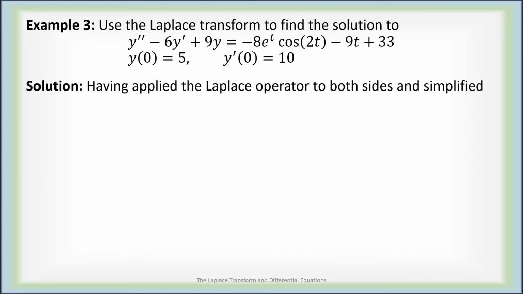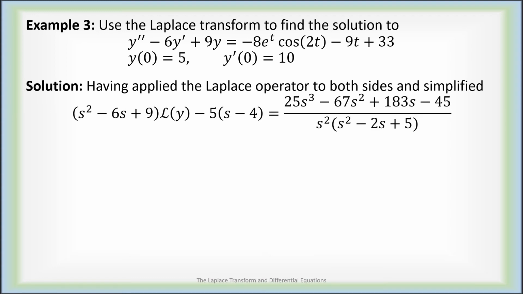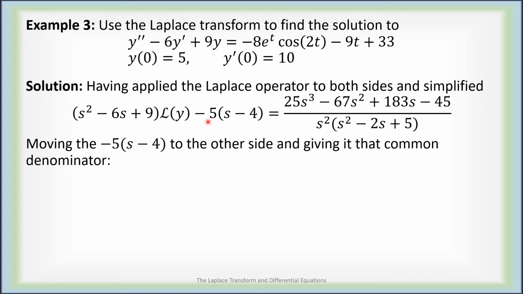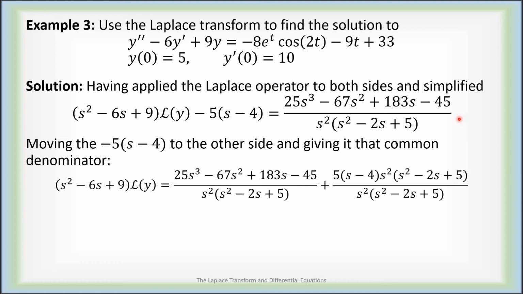So we've applied the Laplace transform to the left and the right. On the left, we already had this here. And on the right, if we go ahead and find that common denominator and combine everything, you'll end up with this. Okay. So now the goal is to solve for L of y. So what we have to do is take this minus 5 times s minus 4, throw it over to the other side, and give it that common denominator, which is going to give us all of this times L of y is everything we had plus 5 times s minus 4, and now I've given it that common denominator. Now we're going to simplify this expression.